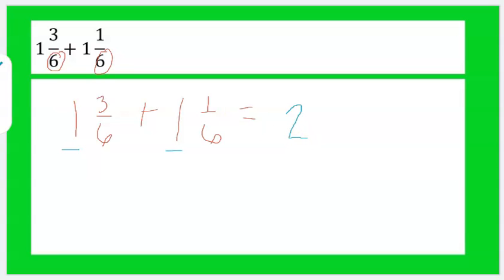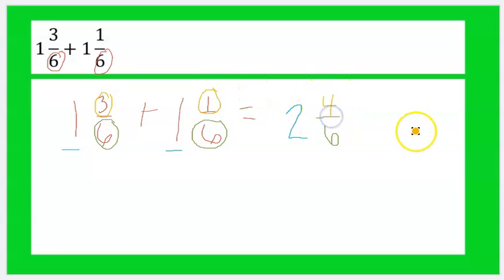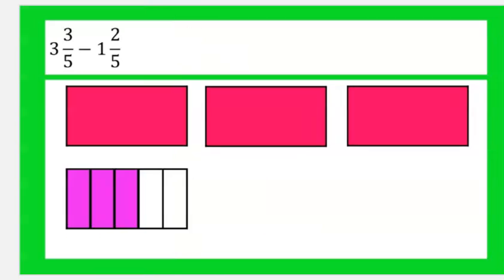Now, like I said, we double check that our denominators, the bottom numbers, are the same. They are, so I can go ahead, put my fraction bar, and then my denominator of 6. And then, just like we would add whole numbers, I add my numerators. So 3 plus 1 equals 4, and my answer becomes 2 and 4/6.